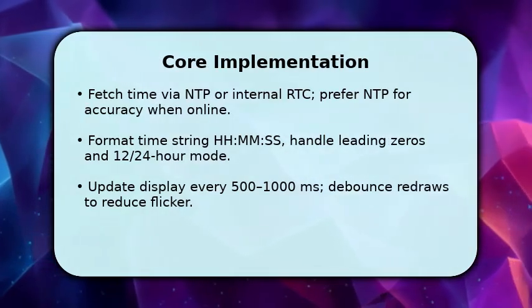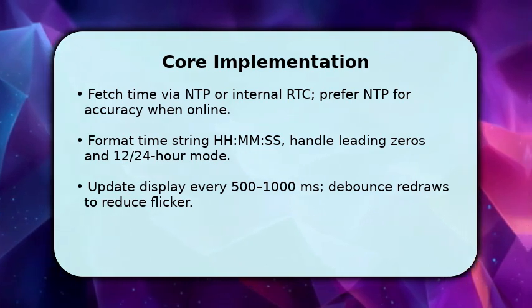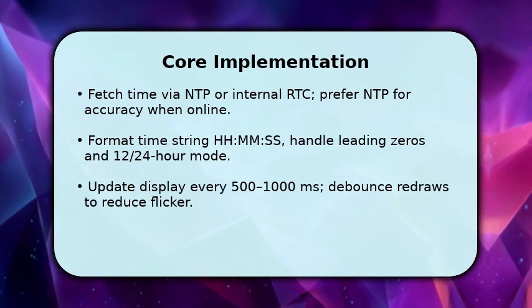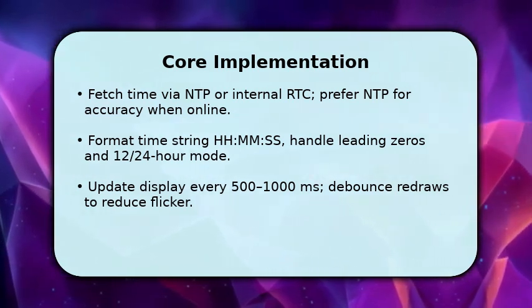Now implement the core: get the current time and render it. If online, initialize NTP and sync, otherwise read an RTC module and calibrate. Once you have seconds, format the string to HH, MM, SS and choose 12 or 24-hour display.